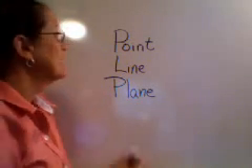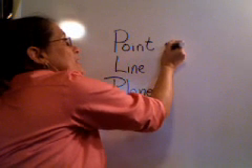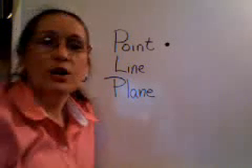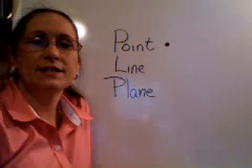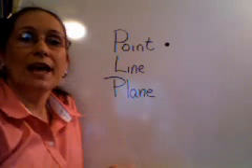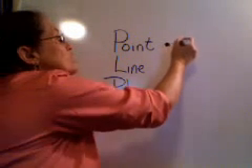The point has no dimension. It takes up no space. We use a dot to graph it, to represent a point, but it is a location, and we label it with a capital letter. So let's call this point P.